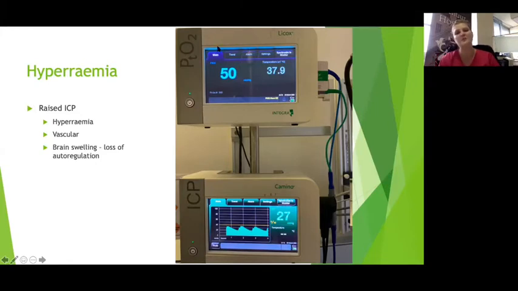You've got this hyperemic response of just blood flowing through. You've got loss of autoregulation. The brain starts to swell, and it's also not great. So you mustn't think, yay, the LICOX is 50, we must be doing very well. This is actually a hyperemic response, and it's not so great. It just signifies loss of autoregulation and significant brain swelling.